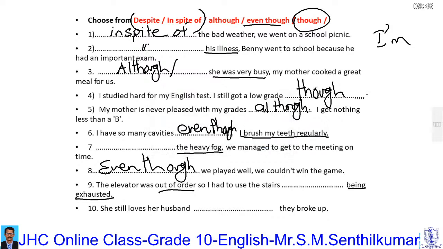Next. She still loves her husband. They broke up. Broke up is very important. Even though, in this context, although should not be used. It is very prominent. In other contexts you can use it. She still loves her husband. Is it clear? That is the connectives lesson, my time is out. You have to use it freely in your writing skill. No need to be confused.